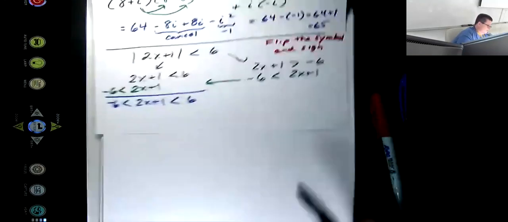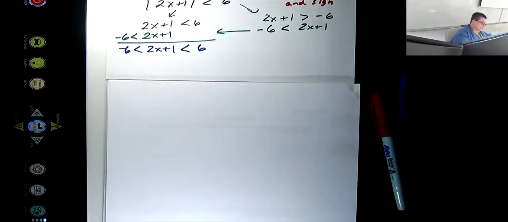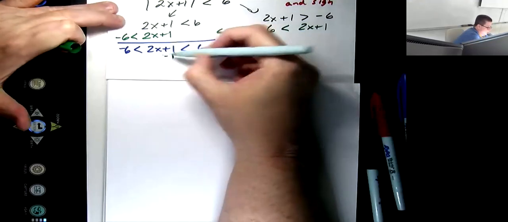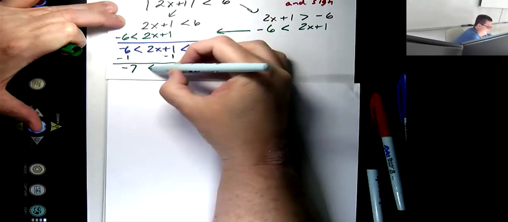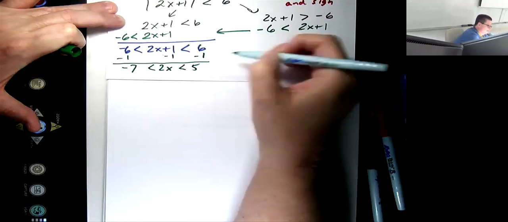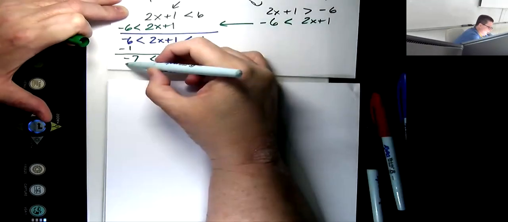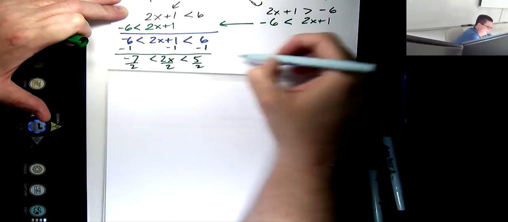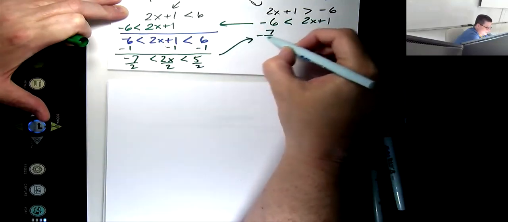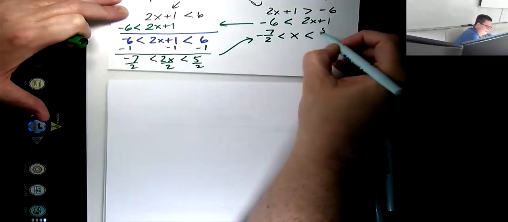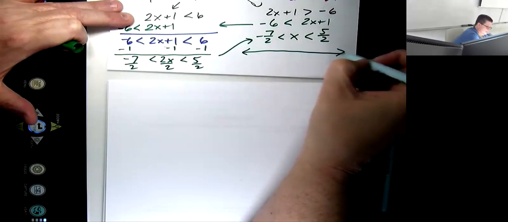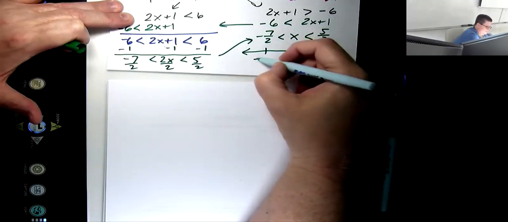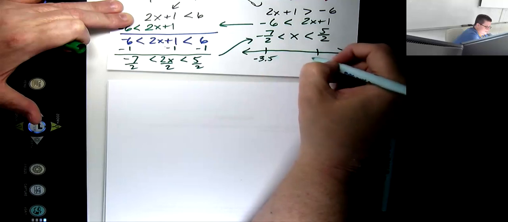All right, so now we can solve that. Let's just do it. Subtract 1 from everything. I get -7 < 2x < 5. Now I divide everything by 2. I get -7/2 < x < 5/2. This is -3.5, and 5/2 is 2.5.